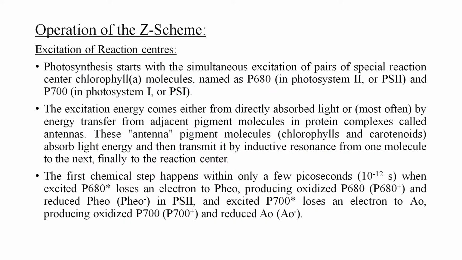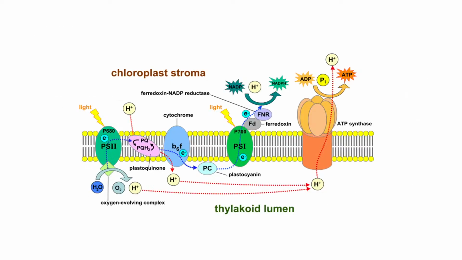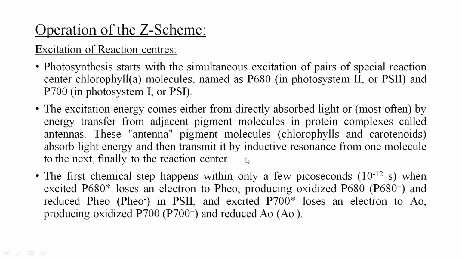Now we'll see how the Z scheme operates. It requires photon energy, that is, from the sunlight. Photosynthesis starts with the simultaneous excitation of pairs of special reaction center chlorophyll a molecules named P680 and P700. That is, P680 is photosystem 2 and P700 is photosystem 1.